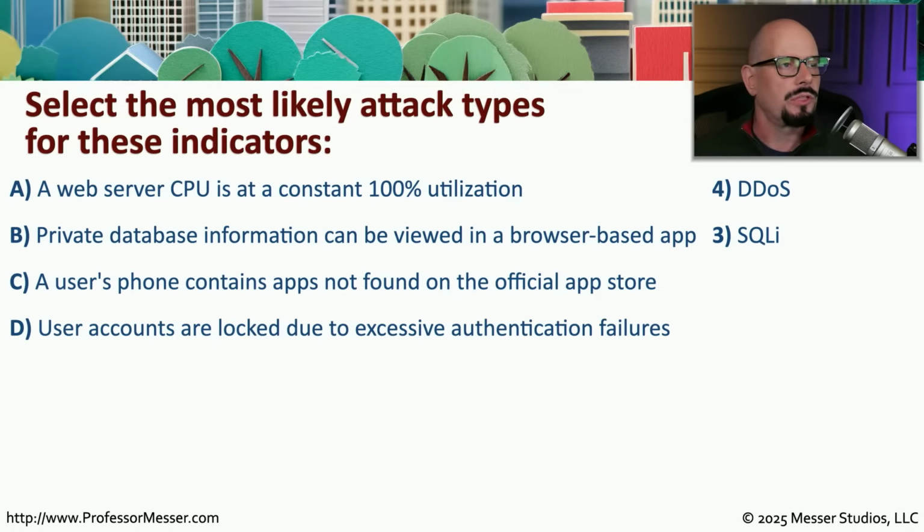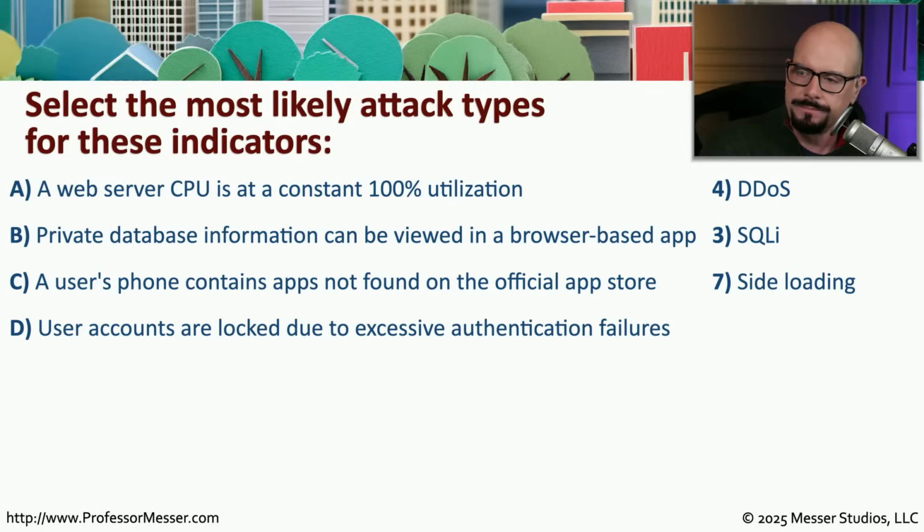Let's do the third one. The third one is a user's phone contains apps not found on the official app store. We're not talking about me. It wasn't my machine. Somebody else did this. And the way that someone was able to install an app without going to the official app store is through sideloading. Sideloading is a process for doing exactly that, is getting around the official channels to install a separate piece of software. That is not what you should be doing. That is certainly a bad idea.